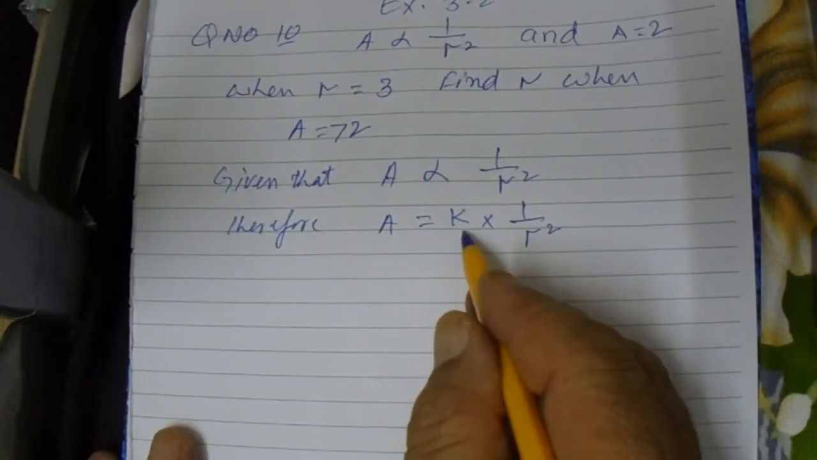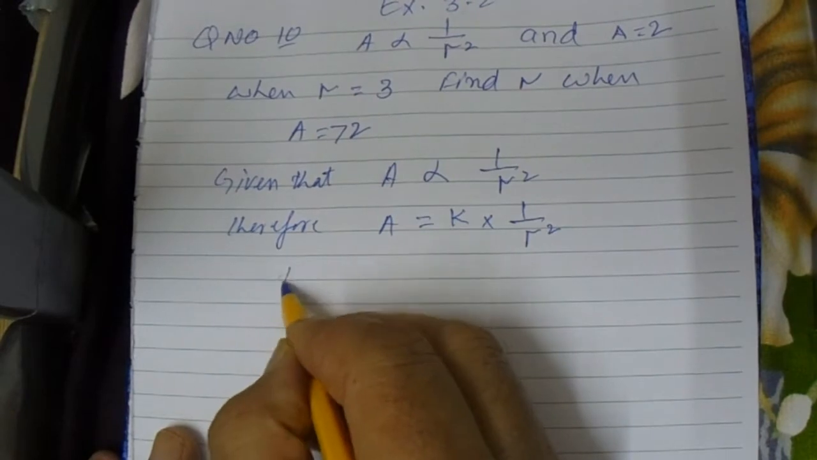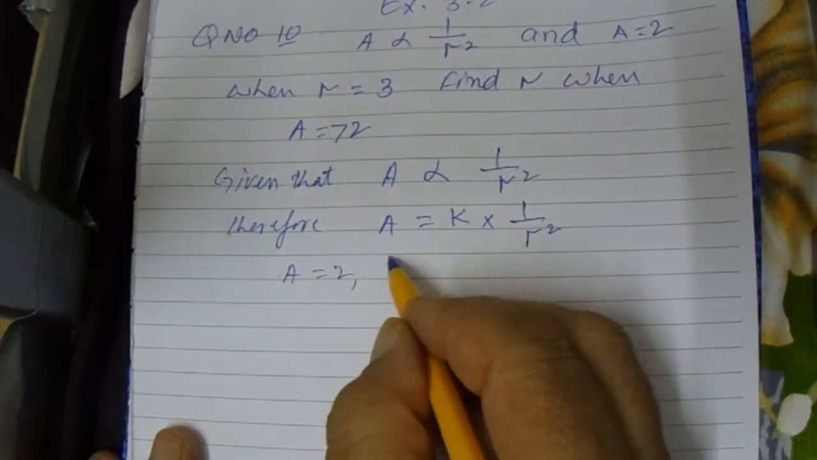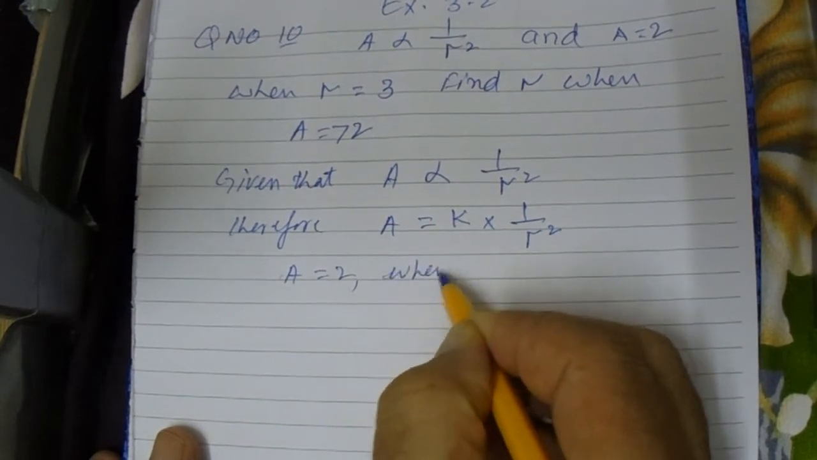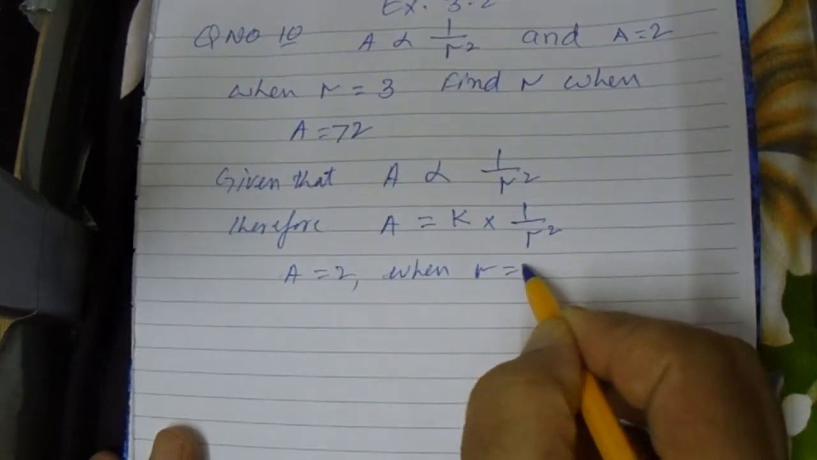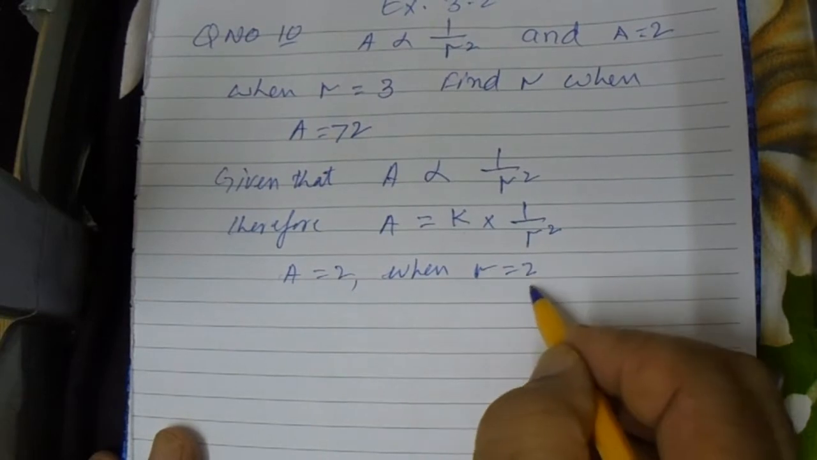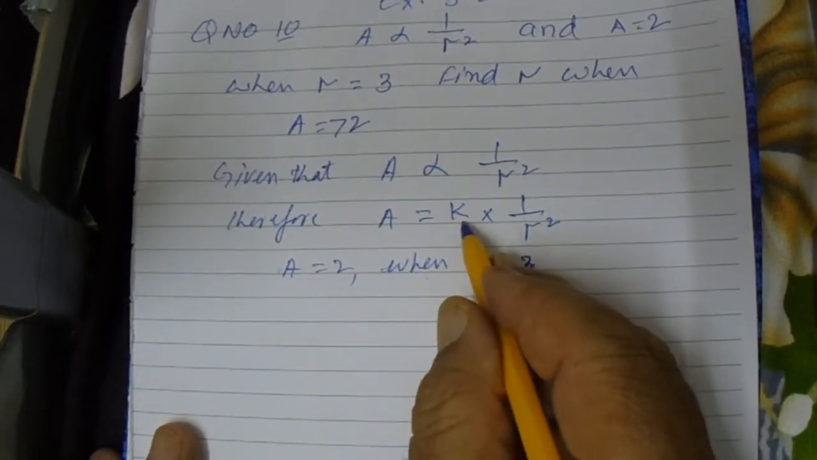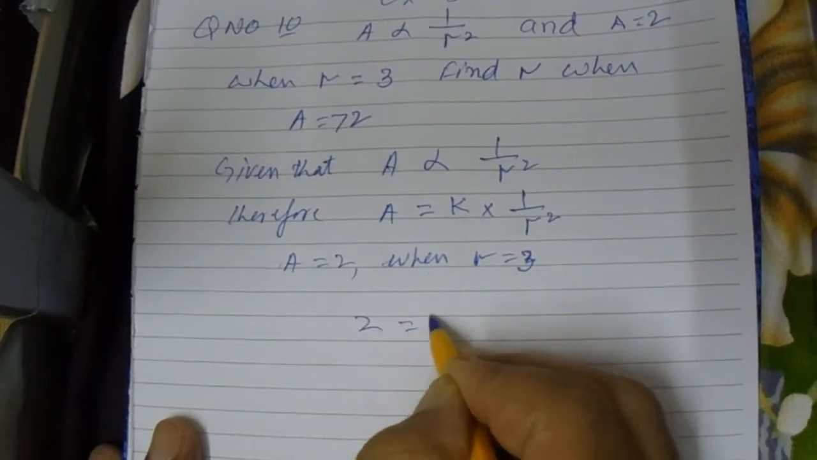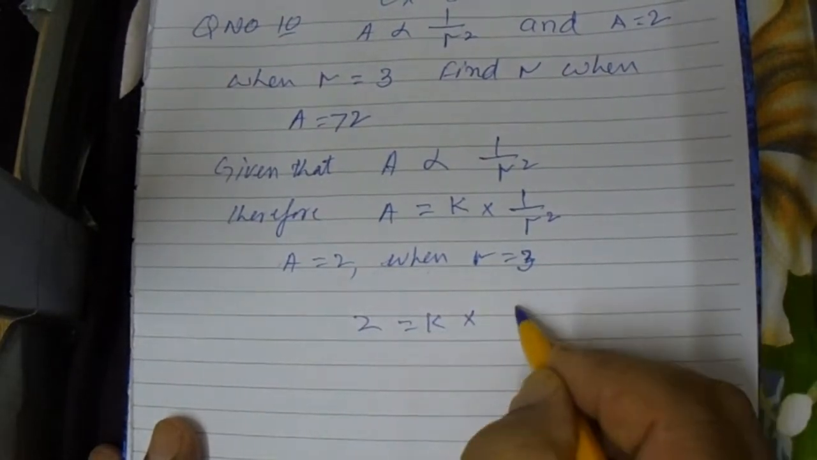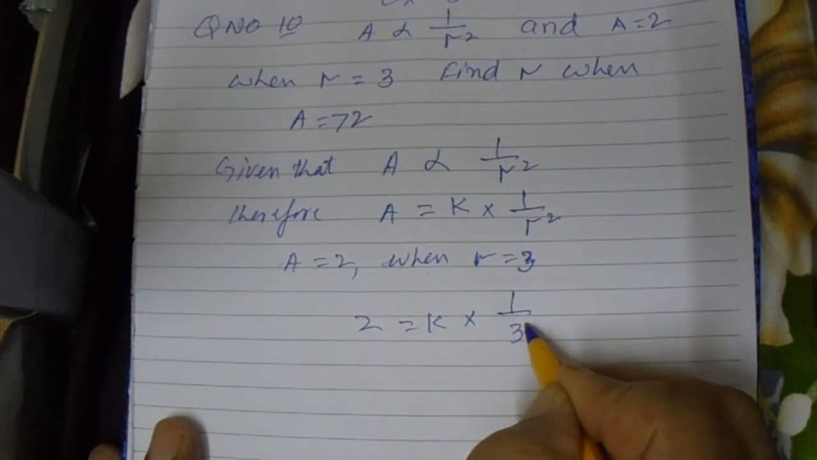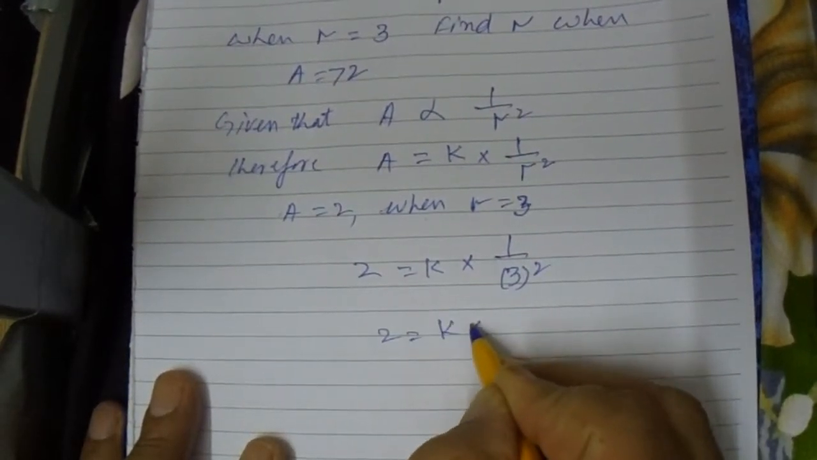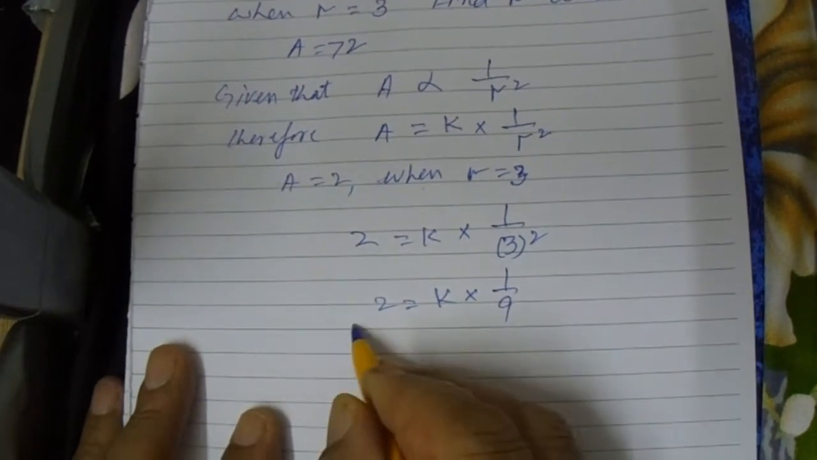Now we find the value of k. A is equal to 2 when r is equal to 3, sorry, not 2, 3. We put this value here to find the value of k. 2 is equal to k multiplied by 1 over 3 squared. Now 2 is equal to k multiplied by 1 over 9.